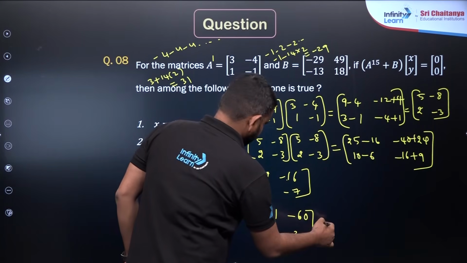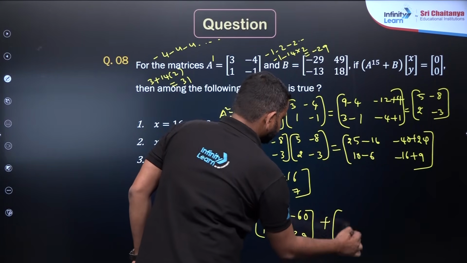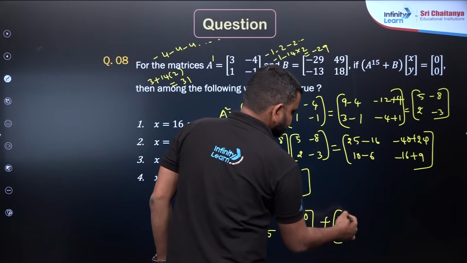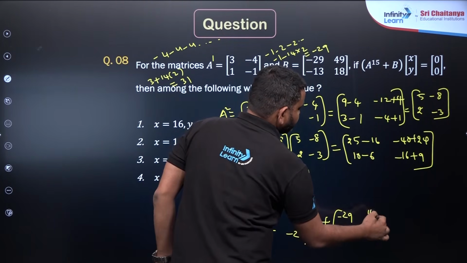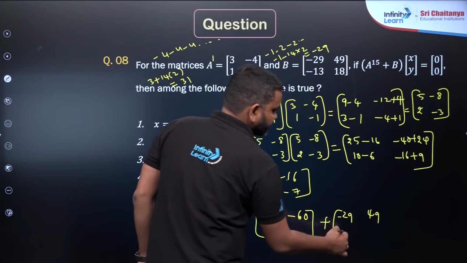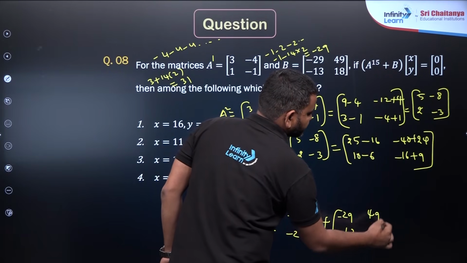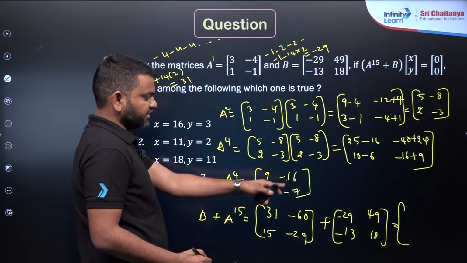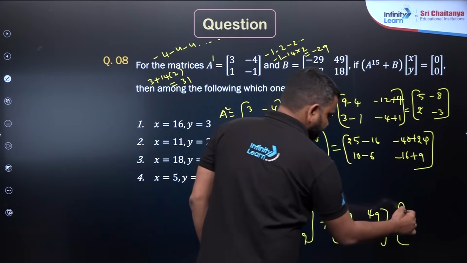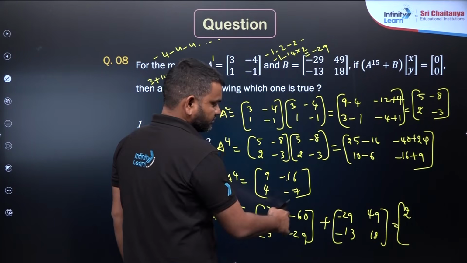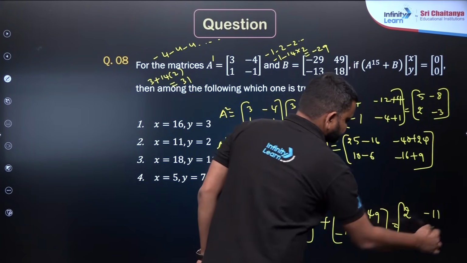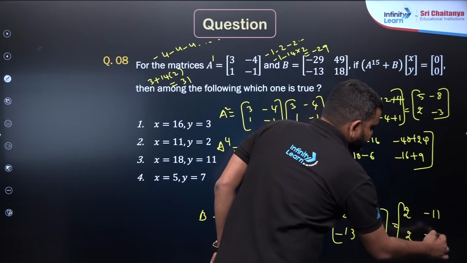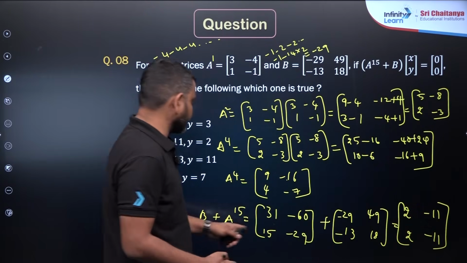So a power 15 plus b, if I have to write, b is what given to us, minus 29, here it is 49 and there we have minus 13 and then 18. So the matrix resultant is going to be 31 minus 29 is going to be 2, and this is going to be minus 11, and this is going to be 2, minus 11. So this is what I am getting here.